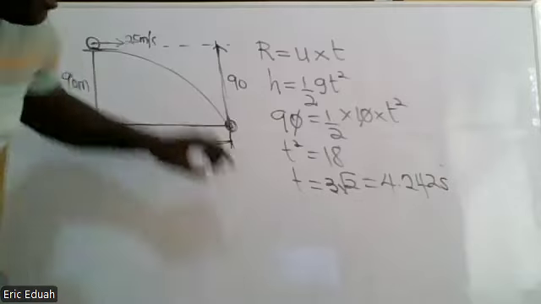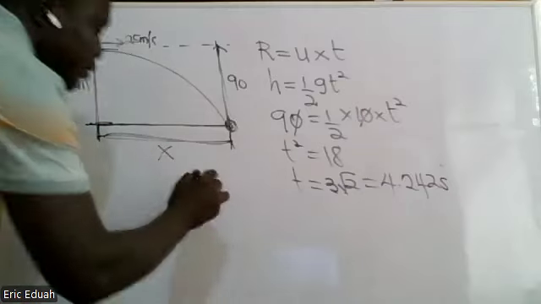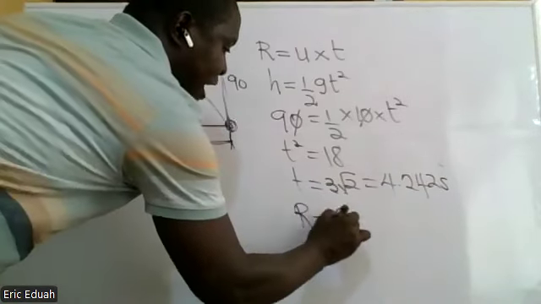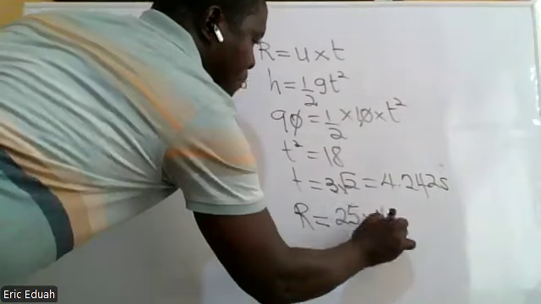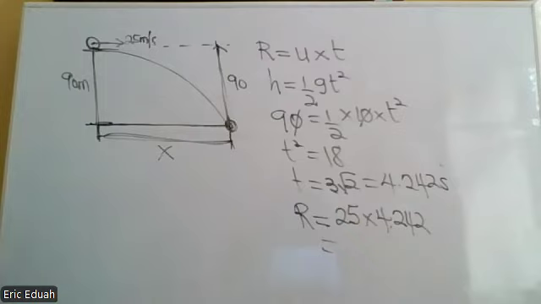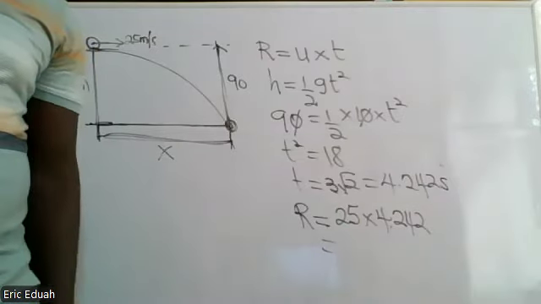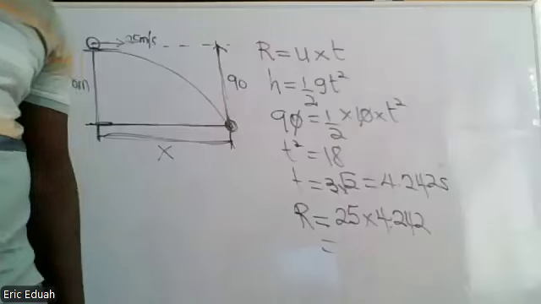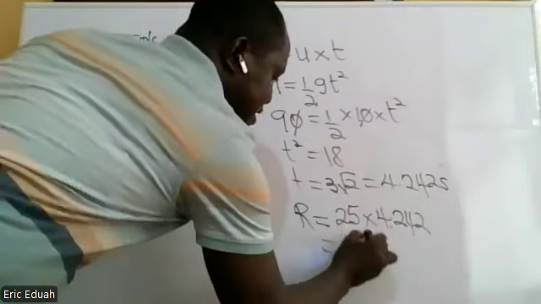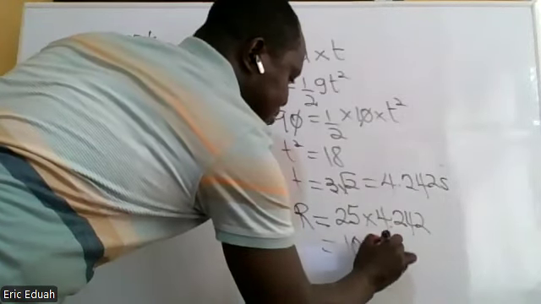it takes the same time to cover this vertical height and then this horizontal distance. So the range would also be equal to 25 times 4.242. What is 25 times 4.2? It should be 100. And what's the answer? 100 and what? 106.05. So approximately 106 meter.